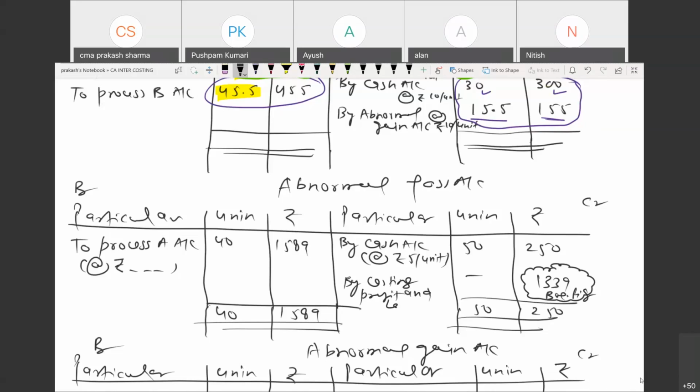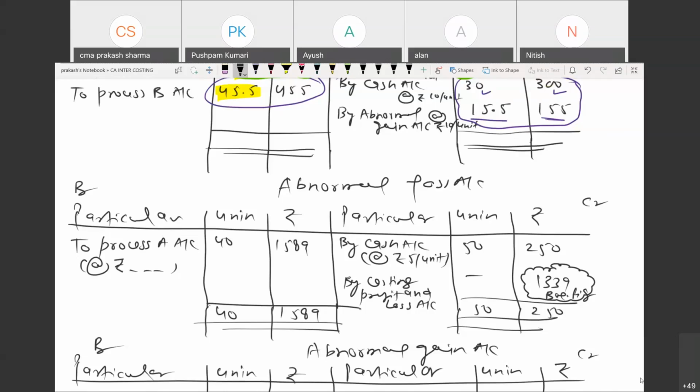Costing profit and loss account. This is the actual value of our abnormal loss. The cost of abnormal loss was 1589, but against that normal loss, we have received back rupees 250 by scrapping these 50 units. So net abnormal loss is 1339 from process A, which will be transferred to profit and loss account. Like we prepare profit and loss account in financial accounting, similarly, we prepare profit and loss account in costing also.